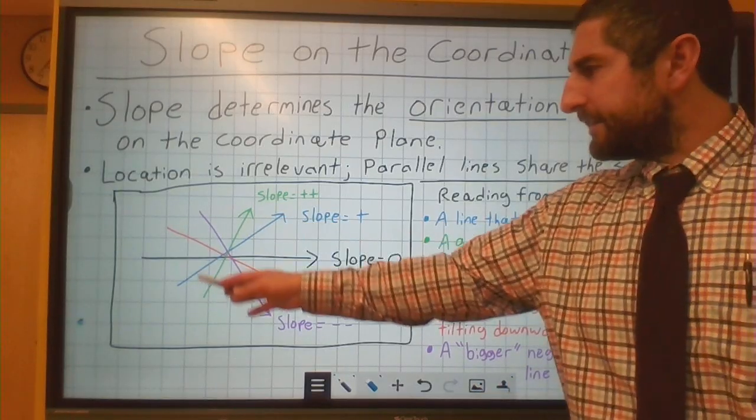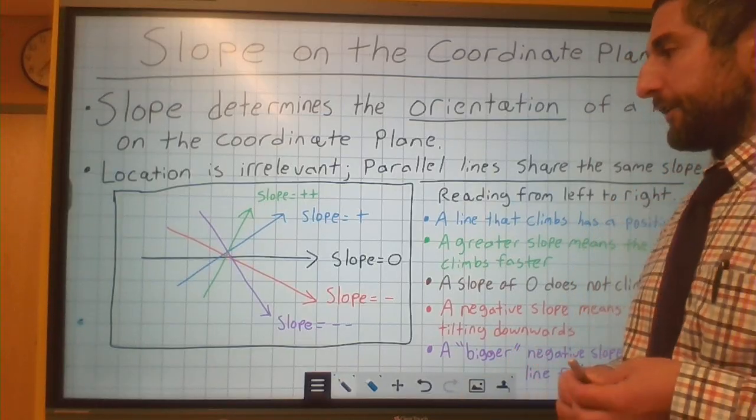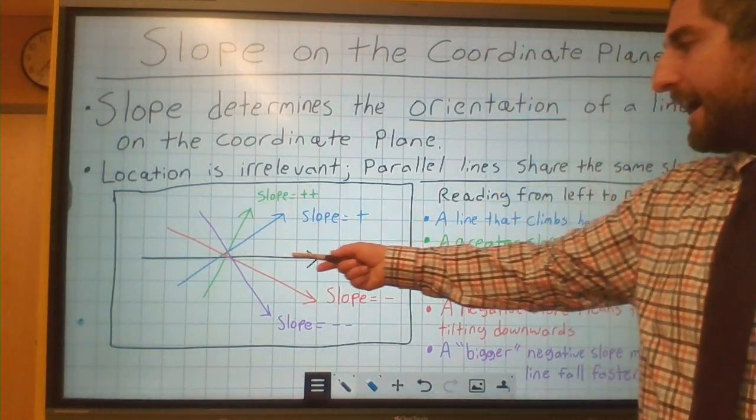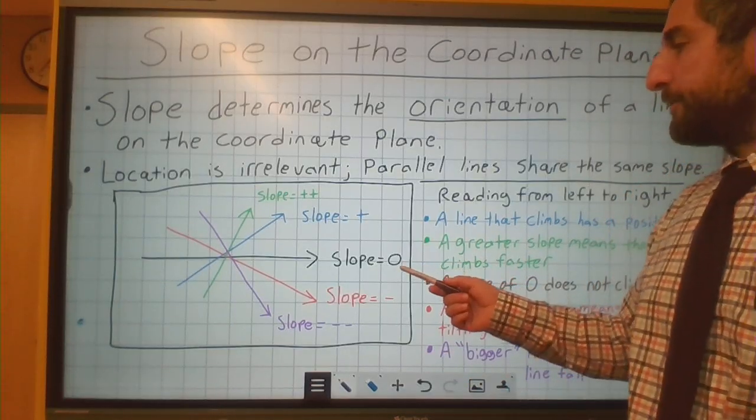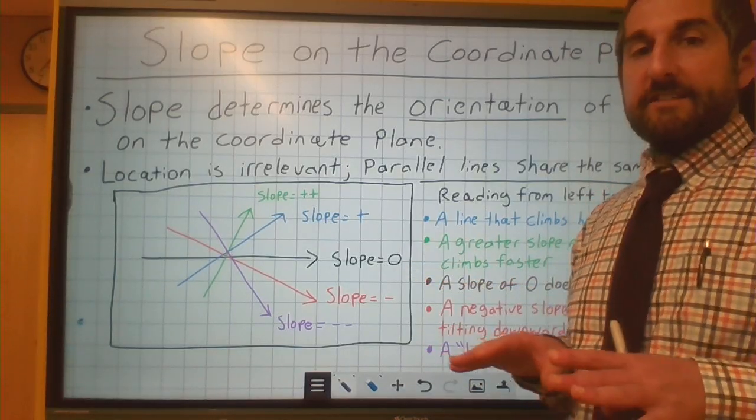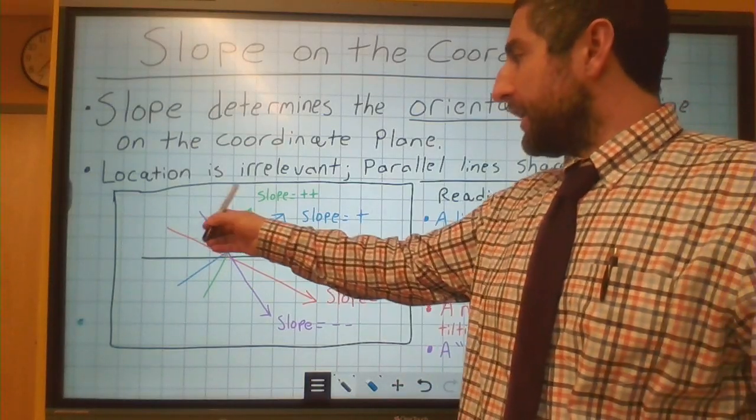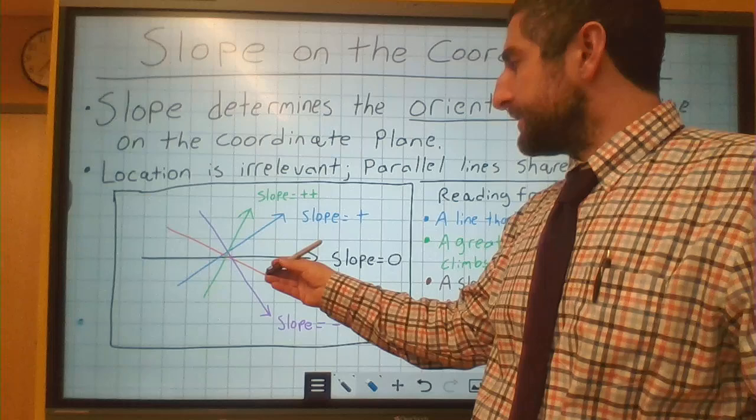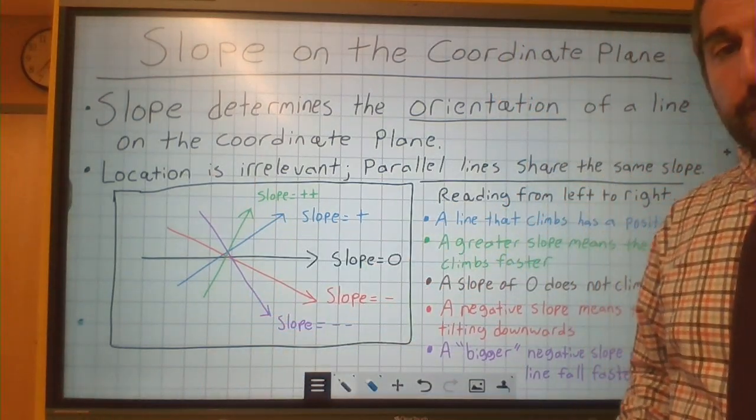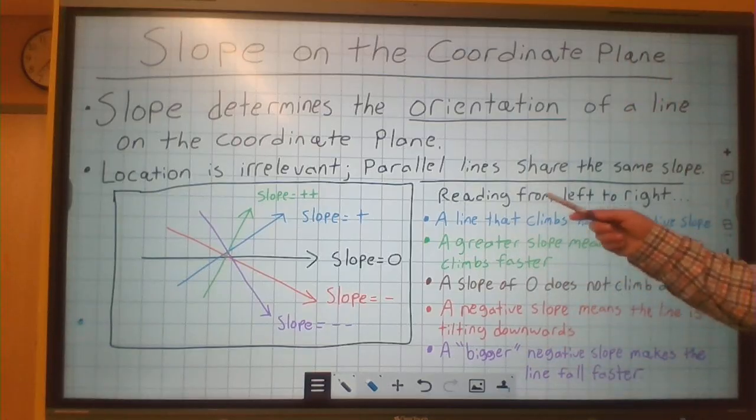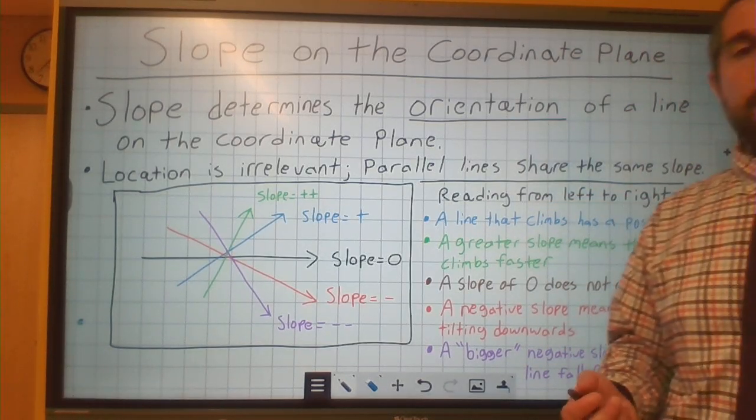So if you take a look at this diagram, you'll see how the slopes shake out compared to each other. In the middle, we have a horizontal line parallel to the x-axis. That has a slope value of 0. Think of it as the center of the slope spectrum. From there, ranging upwards, we have positive slopes, and ranging downwards, we have negative slopes. So if you are reading a graph from left to right, a line that climbs has a positive slope.